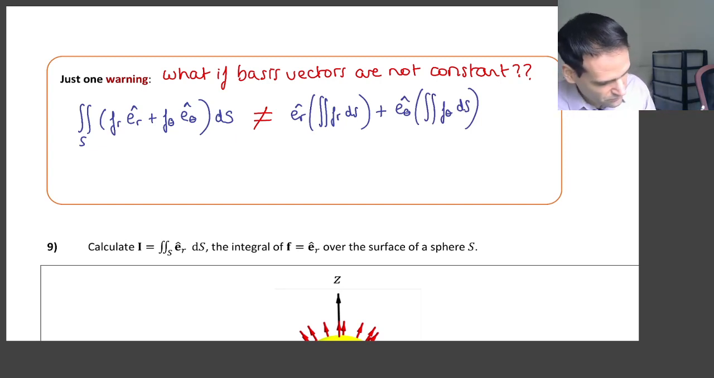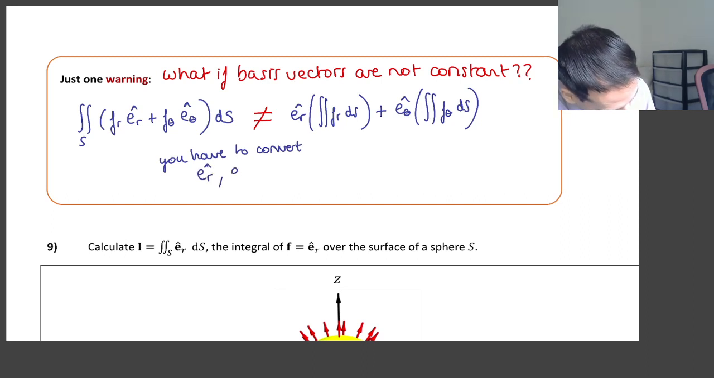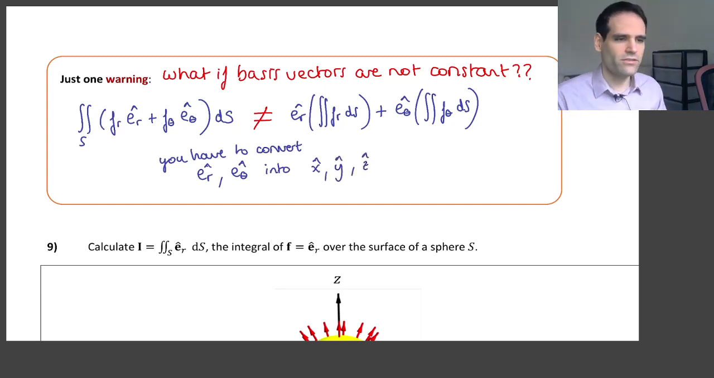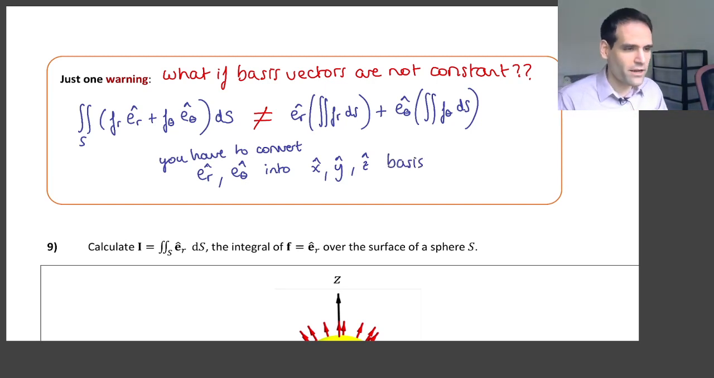So how do you do it? You have to convert the basis vectors that are not constant into constant basis vectors. And the best choice is always to just go into Cartesian coordinates, x, y, z basis. Okay? So that's how you do it.